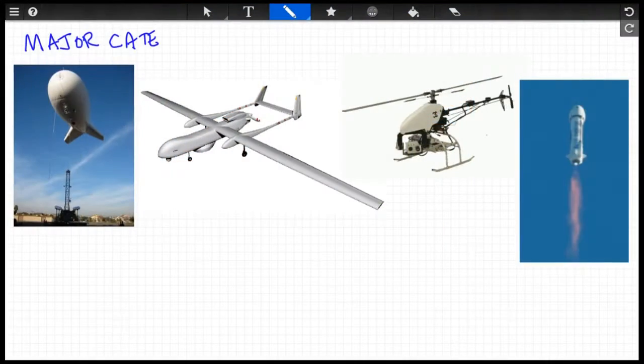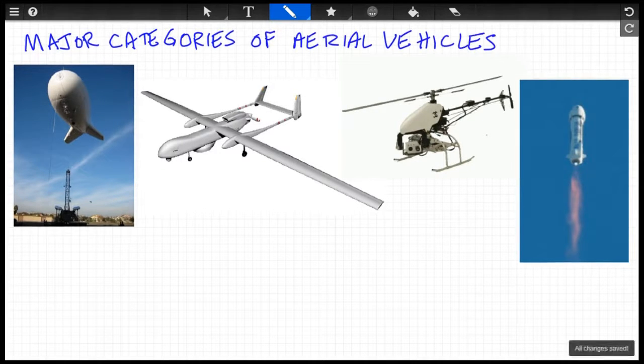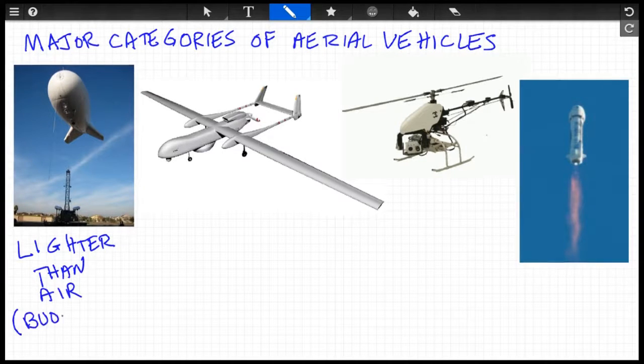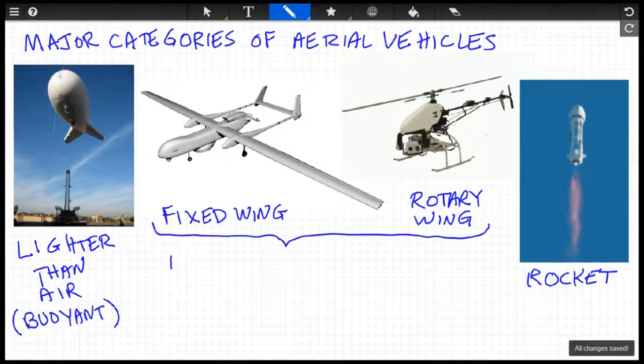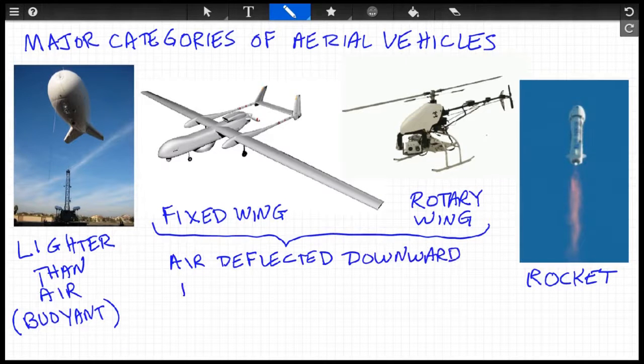Okay, there are four major categories of aerial vehicles. There are blimps or dirigibles, which are buoyant vehicles. There are rockets, which stay in the air by virtue of expelling mass out the backside. But we'll spend most of our time on the two categories in the center here, the fixed wing and the rotary wing aircraft, which share a common feature that they resist the force of gravity by deflecting a mass of moving air in a downward direction. So they create downward momentum in the air to generate lift.